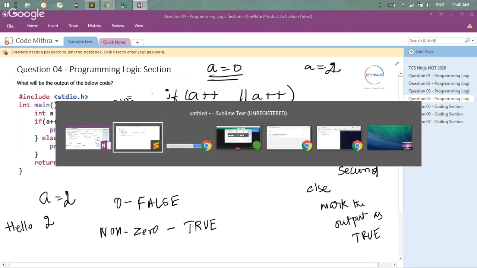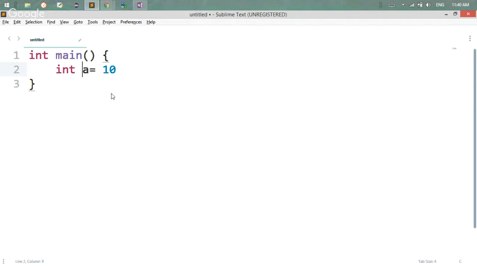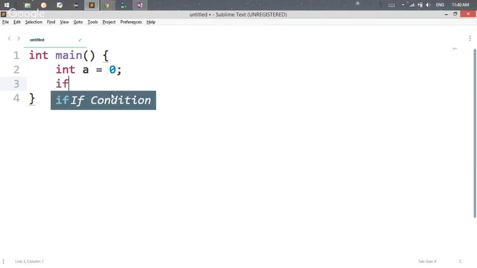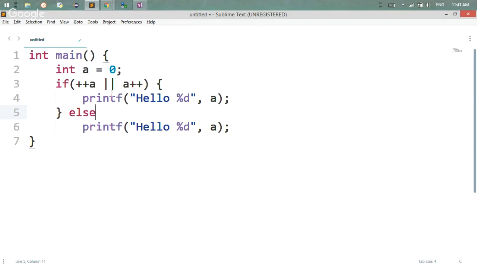I'll give you a few more questions in this way so that we all understand how this works, because I have seen these kinds of questions a lot of times in TCS Ninja. So for example, if a is 0 and if plus plus a or a plus plus, print hello also, please print hello and then %d comma a, else printf %d comma a.